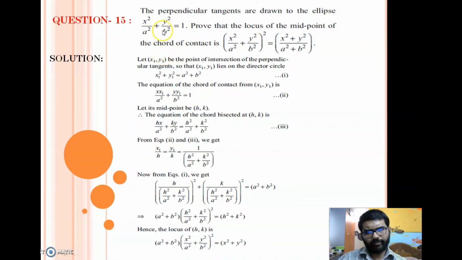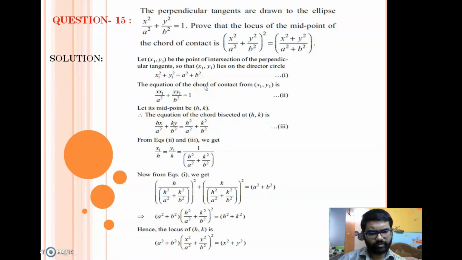Next, question number 15. Perpendicular tangents are drawn to the ellipse. Then prove that the locus of midpoints of the chord of contact is this one. Let me take x1, y1 as the point of intersection of perpendicular tangents, so x1, y1 lies on the director circle, because the locus of the point of intersection of perpendicular tangents is the director circle. And also the equation of the chord of contact is this one. And when the midpoint is h comma k, the equation of the chord bisected is S1 equal to S11. That we also got.